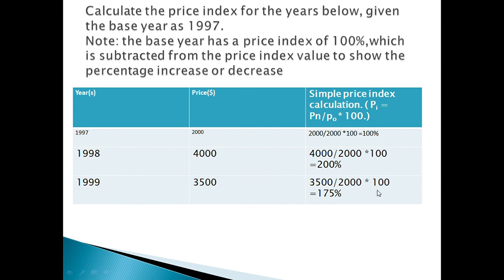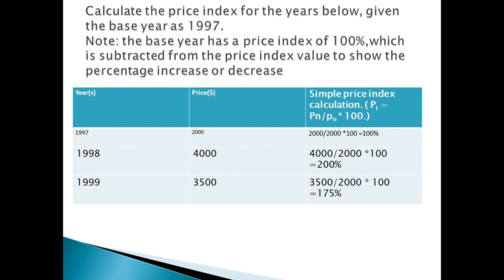Now, the basic point of this is that to interpret this outcome, what we need to do is, for 1997 we have 100%, which shows that we are going to deduct 100%, that is the value of our base year, from this. And when we take 100% from 100%, we're left with nothing, which shows that as at 1997, in comparison with 1997 also as the base year, there was no increase in price. Does that sound logical? Yes, because that's the base year.